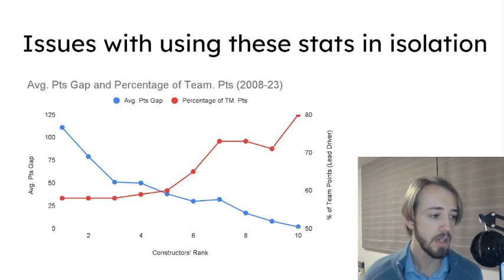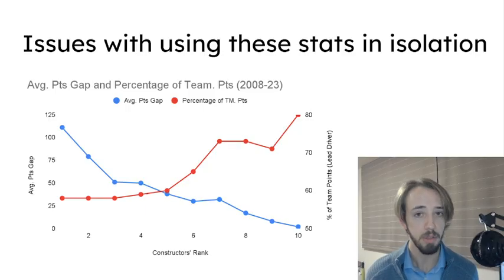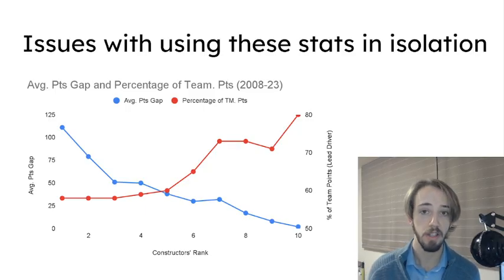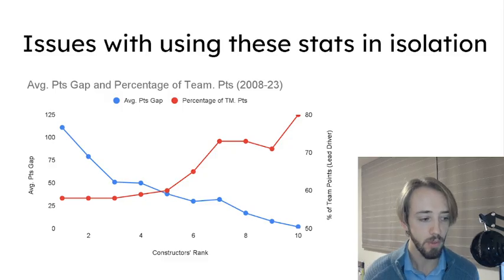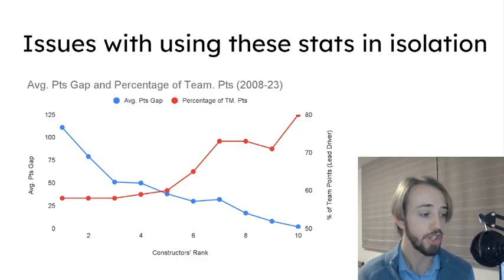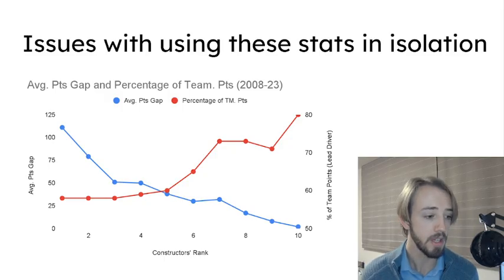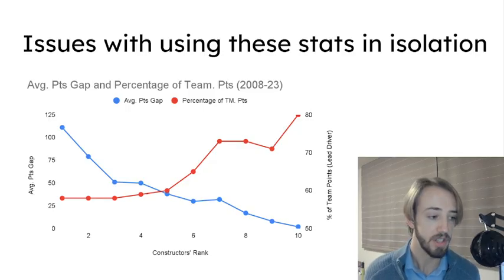For example, if you look at just the average points gap and see how it tracks by constructor, this is data from 2008 to 2023. If you look at the average points gap between teammates for each constructor's rank, you can see that for the constructors champion, it's over 100 points. But as you go down the constructors order, that gap obviously goes down.